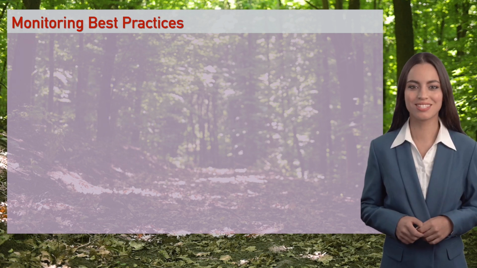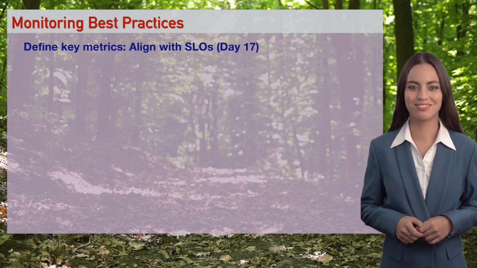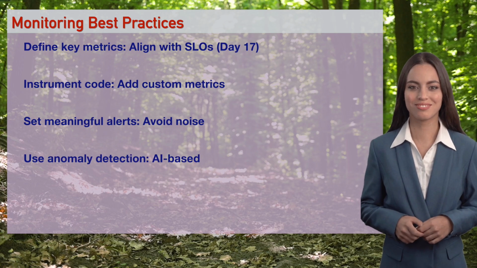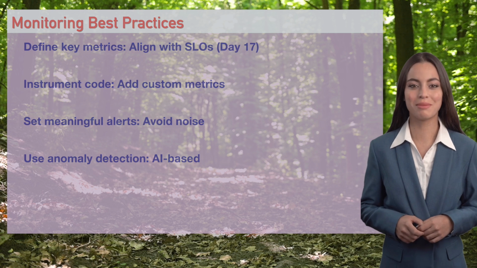Monitoring best practices expanded. Define key metrics that align with your service level objectives, SLOs, from day 17 to focus on what matters most for reliability. Instrument your code with custom metrics to capture application-specific insights beyond infrastructure. Set meaningful alerts with thresholds that trigger only on actionable issues to prevent alert fatigue. Incorporate AI-based anomaly detection to identify unusual patterns that static rules might miss.